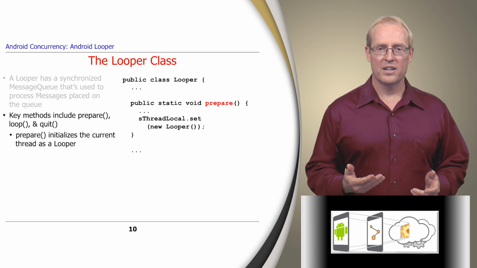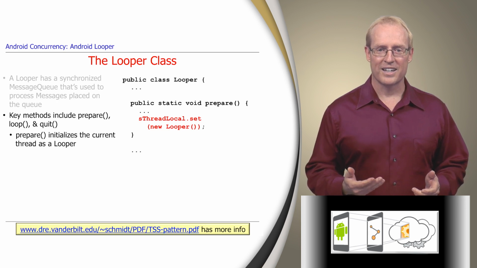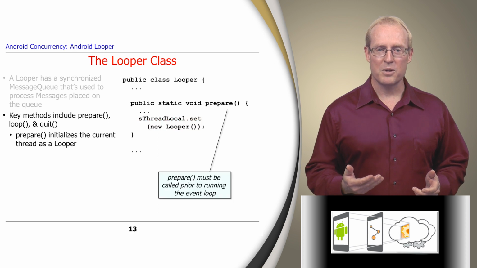Prepare is a static method that uses the Java ThreadLocal class described at this link to initialize the current thread as a looper in accordance with the thread-specific storage pattern described at this link. Prepare must be called explicitly before running the event loop, followed by creating handlers that then reference this looper.